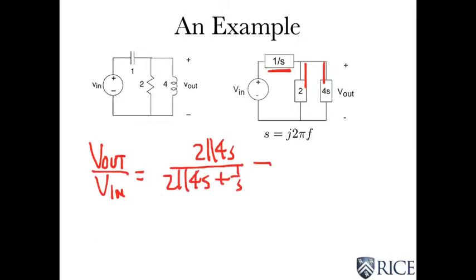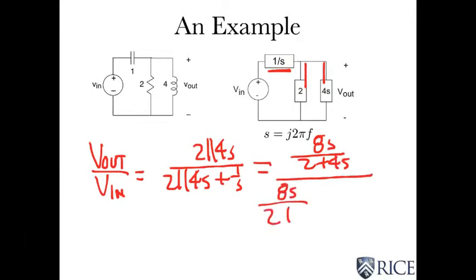Okay, so now we multiply everything out. We get 8s over 2 plus 4s, divided by 8s over 2 plus 4s plus 1 over s. Bet you didn't know that electrical engineers have to be very fluent with fractions. This turns out to be one of the things that happens all the time. You can see now why I did not want to write j2πf everywhere, because it's complicated enough as it is. This happens all the time, like I said.